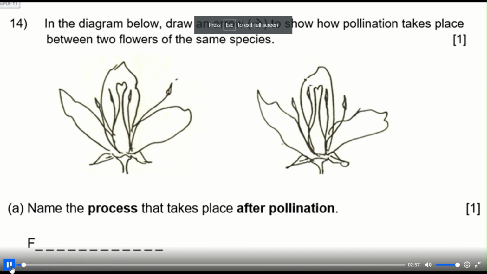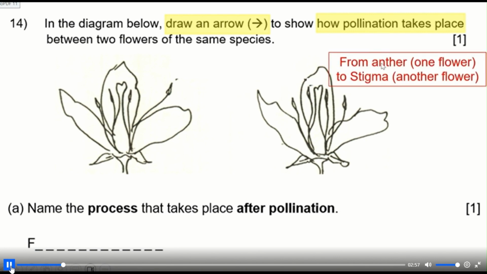Question 14. In the diagram below, draw an arrow to show how pollination takes place between two flowers of the same species. In order to show pollination using the arrow, we've got to understand what pollination means. Pollination refers to the transfer of pollen grain from the anther to the stigma of the flower. However, in this case, they want us to draw the arrow between two flowers. So two flowers over here, I must draw the arrow from the anther of one flower to the stigma of another flower to show pollination between the two flowers.